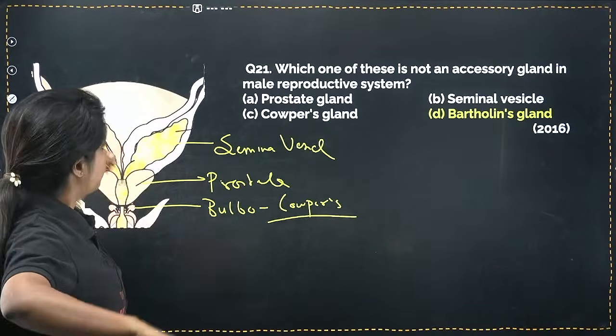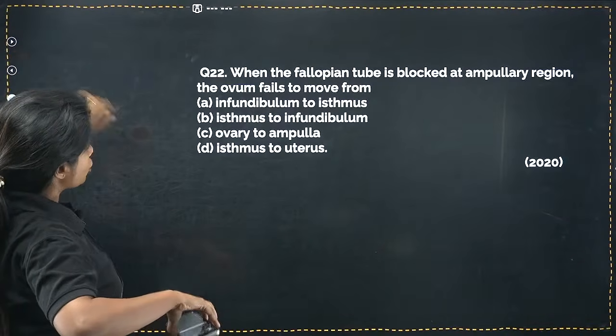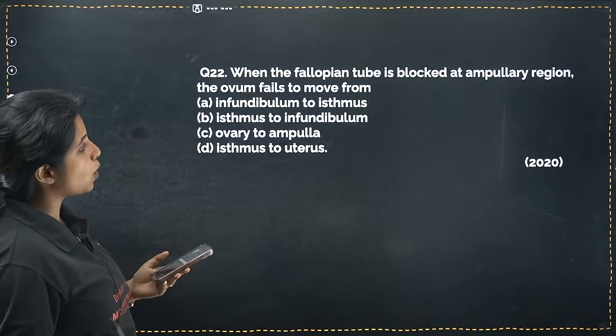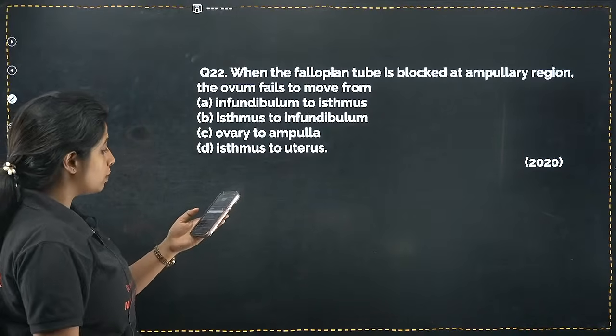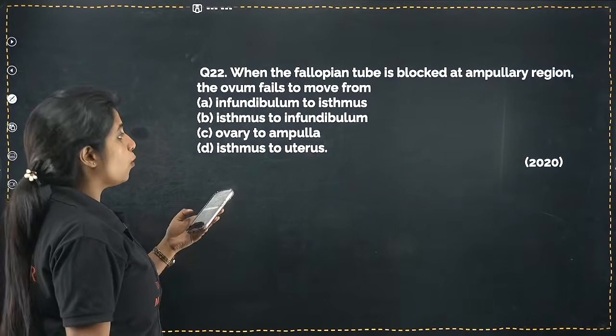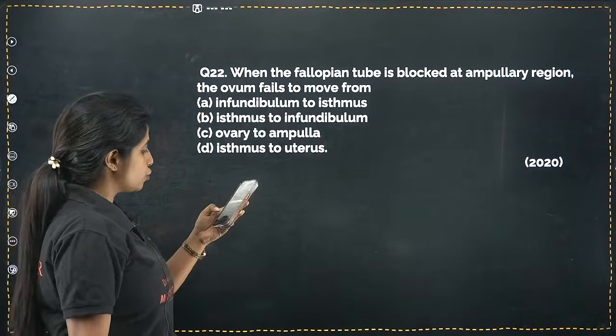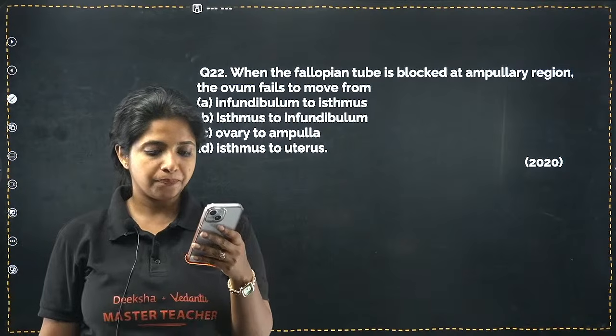Okay, perfect. Question number 22. When the fallopian tube is blocked at the ampullary region, the ovum fails to move from what to what? Infundibulum to isthmus, isthmus to infundibulum, ovary to ampulla, and isthmus to uterus. What do you think is the answer for this?